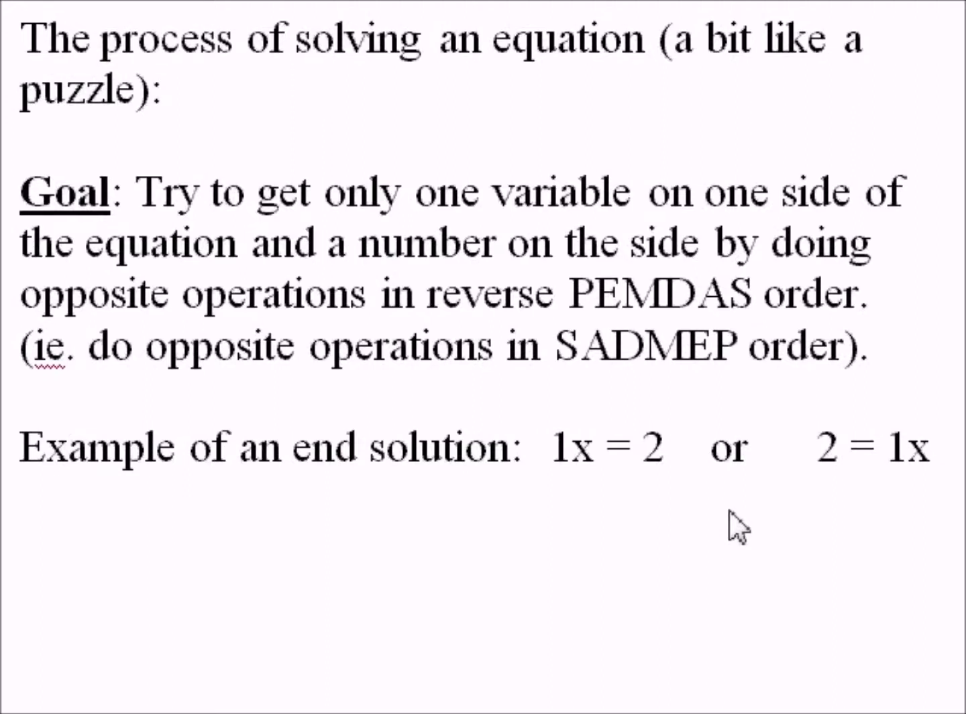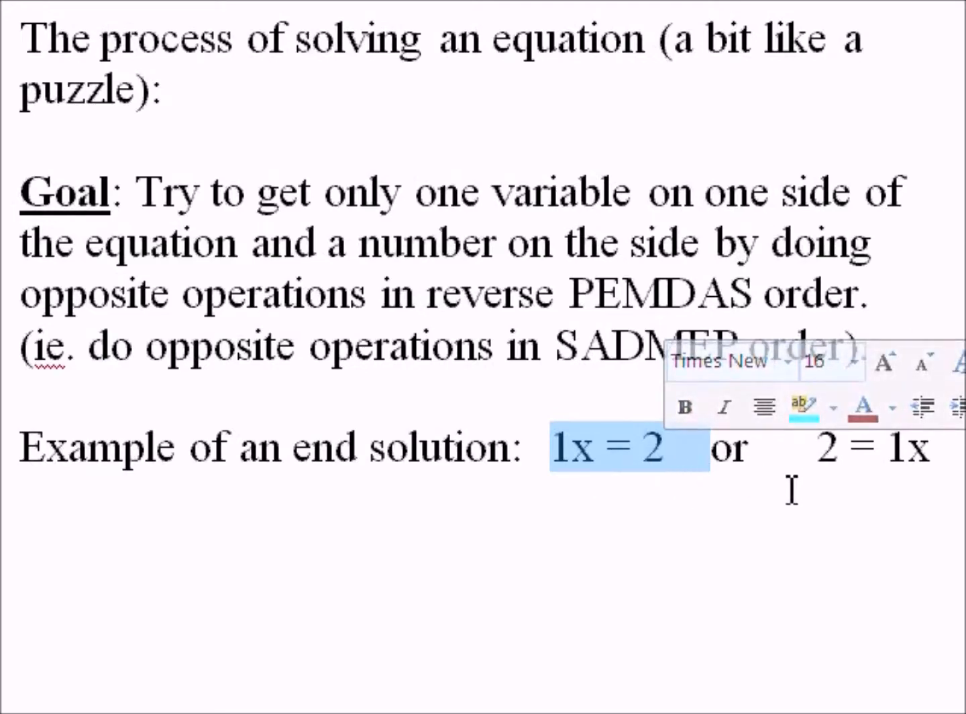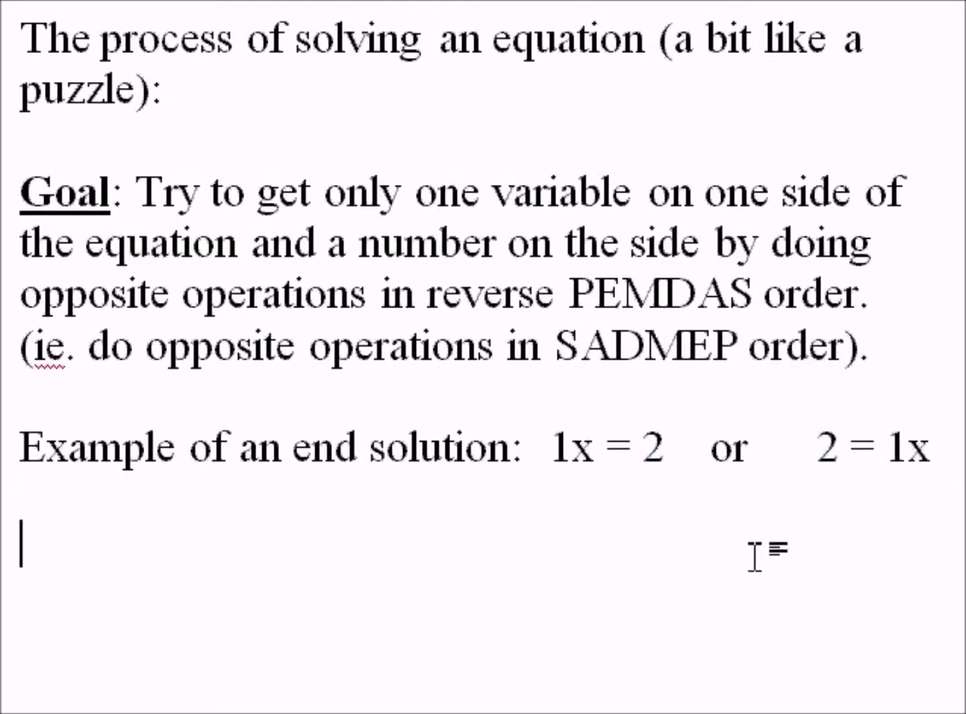I like to think of it like a game. Our goal of the game, or the puzzle, is to try to get one variable on one side of the equation and a number on the other side by doing opposite operations in reverse PEMDAS order. Ooh, what a mouthful. In other words, we're going to do opposite operations in SADMAP order. In the end, our solution should look like 1x, or y or z or p or q, whatever your variable is, equals a number, such as 1x equals 2, or 2 equals 1x. Notice it does not matter which side the variable is on, so long as you just have one of that variable on one side and a number on the other.